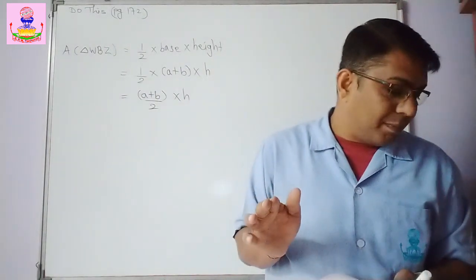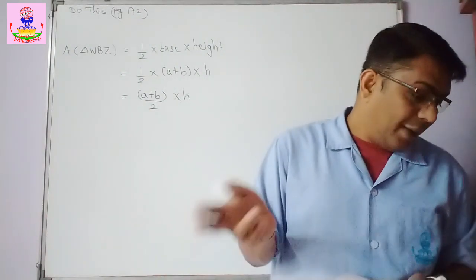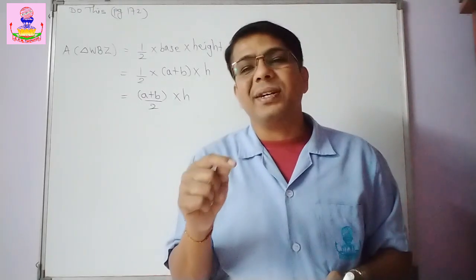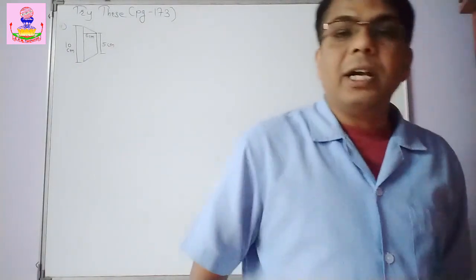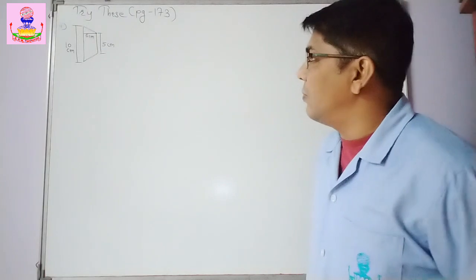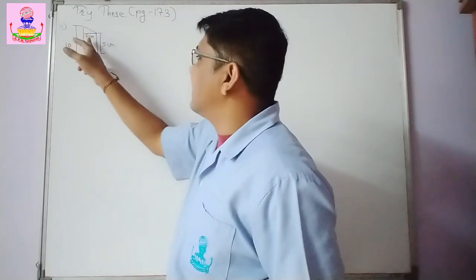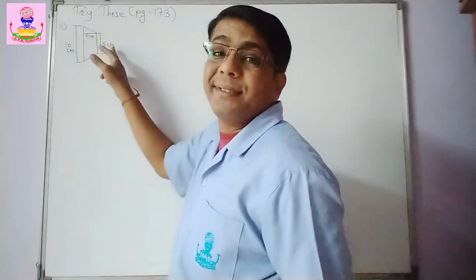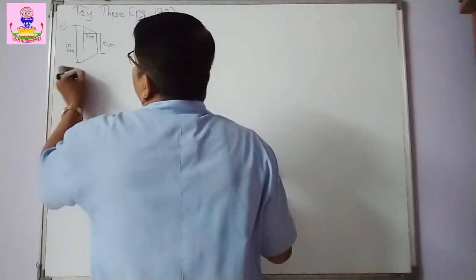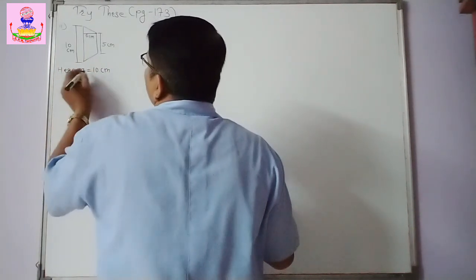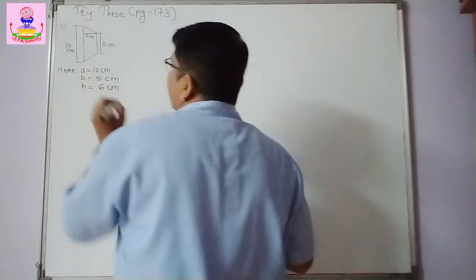Now we are going to solve the Try These examples. I will solve the second one; the first one you will solve as homework. Try These, page number 173: find the area of the following trapeziums, figure 11.8, the second one. You can see 10 centimeter is given, the height is 6 centimeter and the second parallel side is 5 centimeter. So we can say a is equal to 10 centimeter, b is equal to 5 centimeters and h is equal to 6 centimeters.